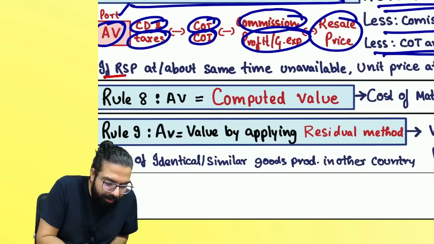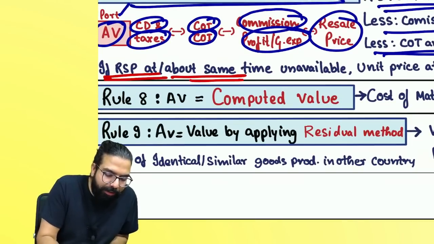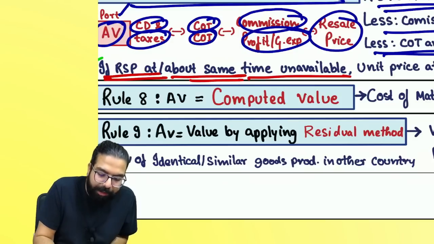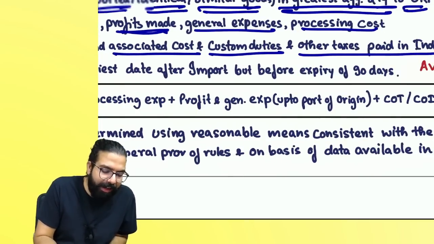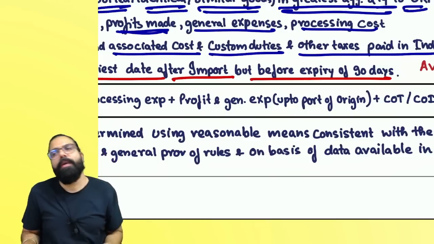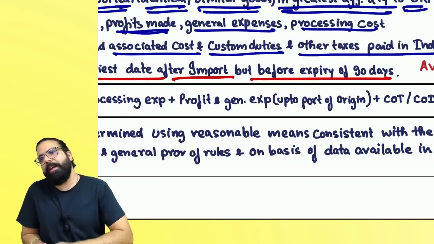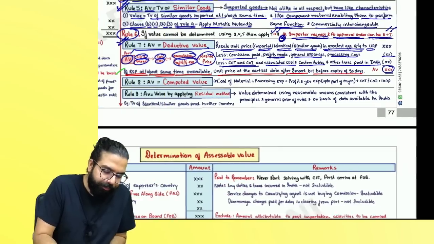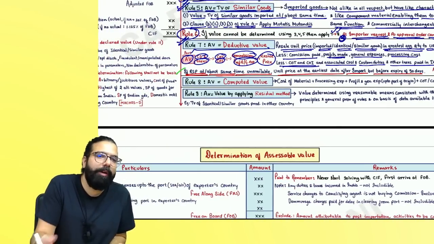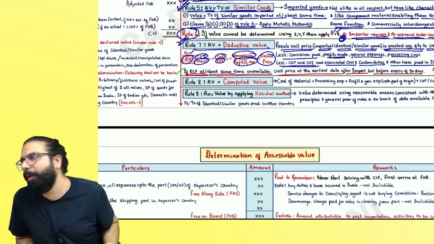The next one over here is, if the resale price at or about the same time is unavailable, then they are telling the unit price at the earliest date after the import but before the expiry of 90 days. The officer will wait for 90 days to finally assess the duty. Everyone over here, final assessment of duty will happen on the value. So for finding out the value and assessment of duty, for how many days will the officer wait, everyone?